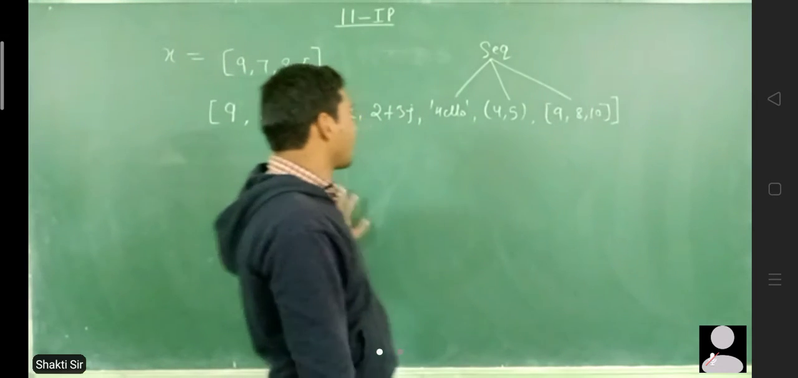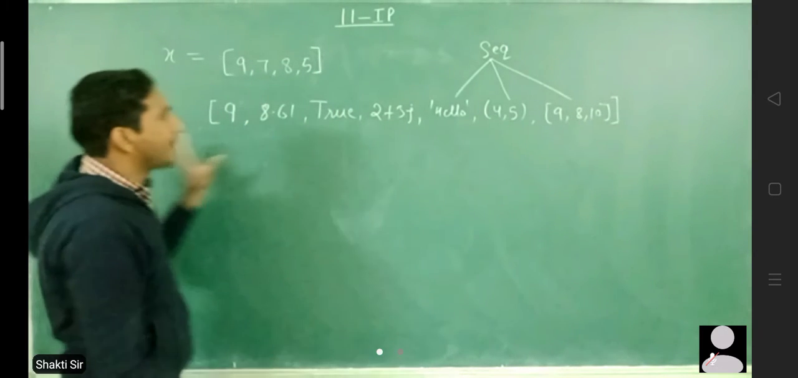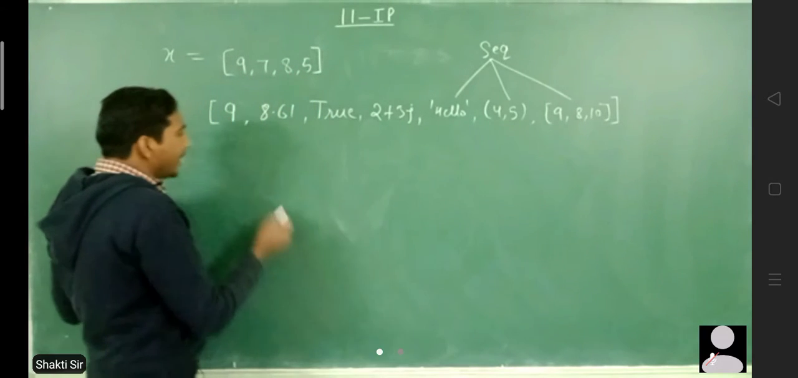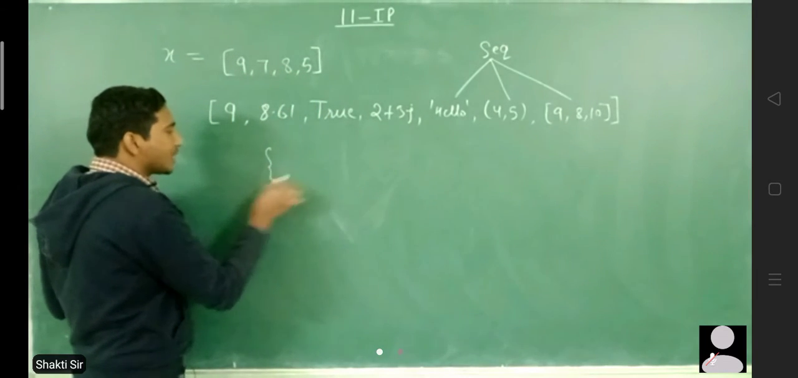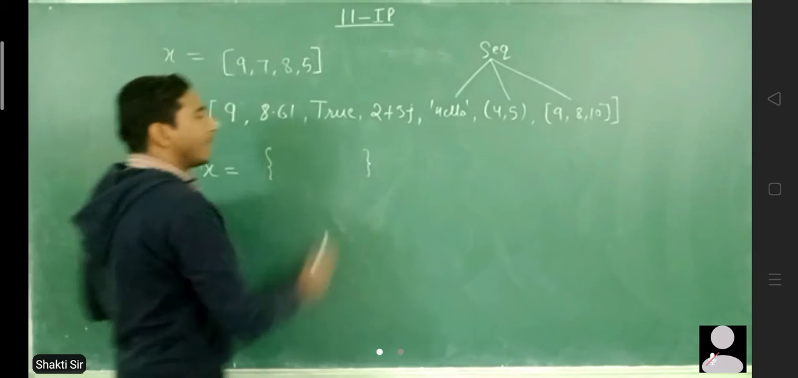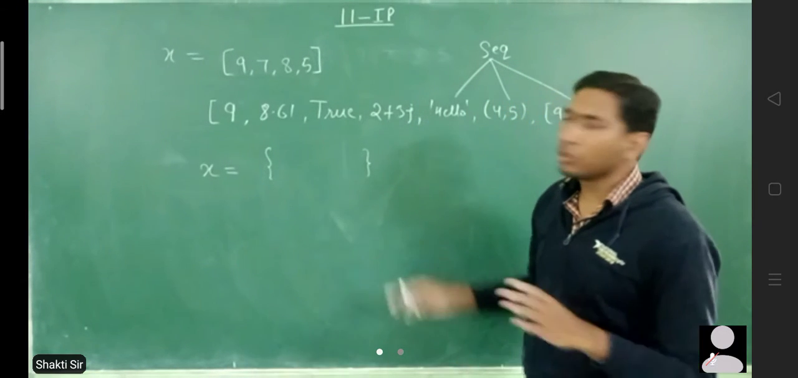Now if instead of square brackets I use parentheses, then it becomes a tuple. And for a dictionary we use curly braces, and if I write something like x is equal to, using curly braces, that means I am trying to make a dictionary.